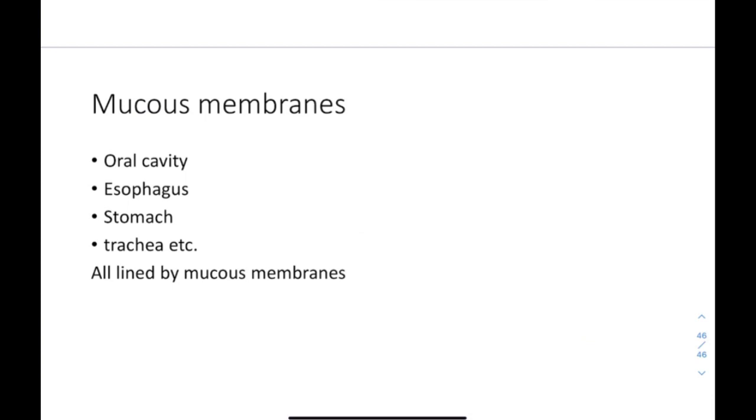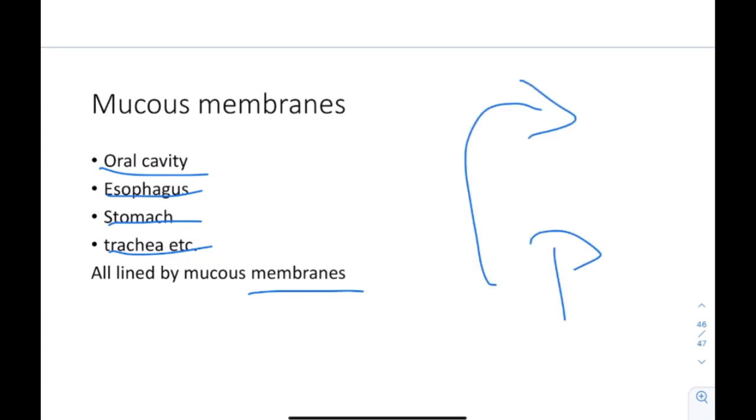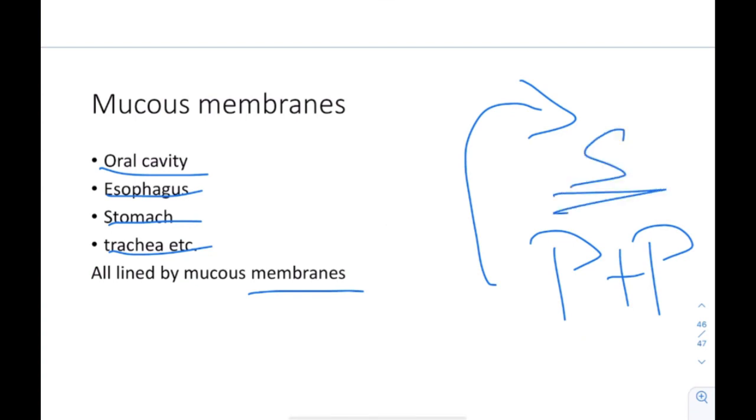Okay, so let's talk more about mucous membranes. Like I said, they line cavities that are open to the exterior, like the oral cavity, the esophagus, the stomach, the trachea, the windpipe, which is part of the respiratory system, and the nasal cavity. So all these are lined by mucous membranes because they communicate with the outside. Unlike the pericardium and the pleura, which have no connection to the outside world, so we call them serous membranes. These structures here are lined by mucous membranes because they are open to the exterior or the external environment. And I think this is the last slide.